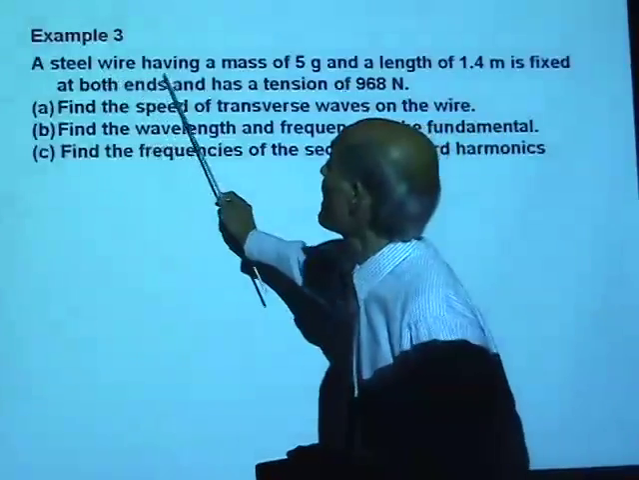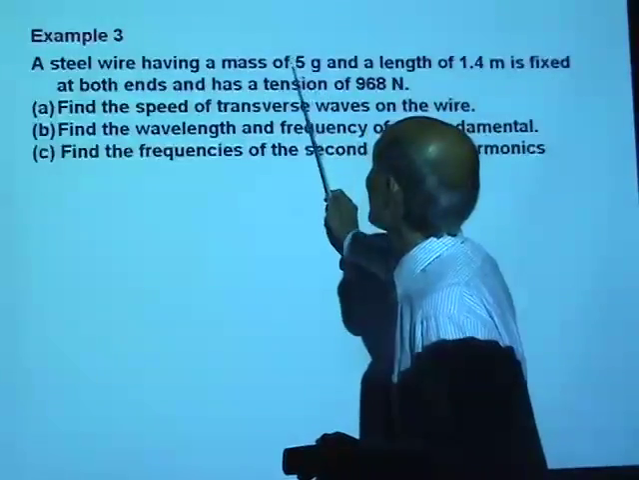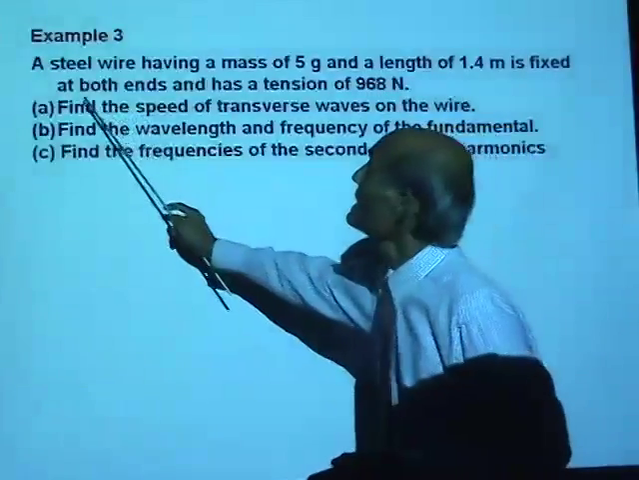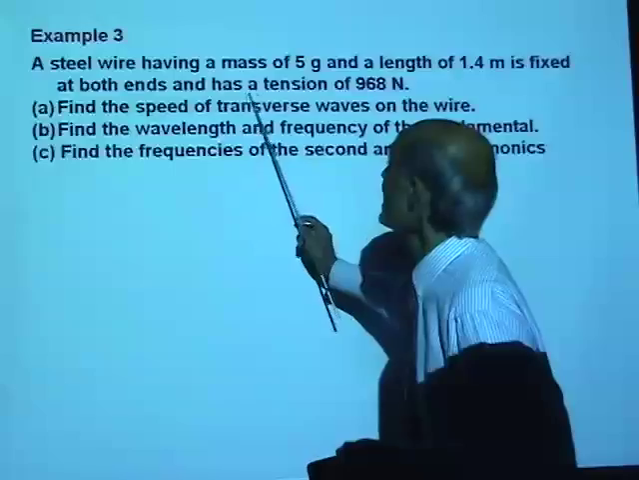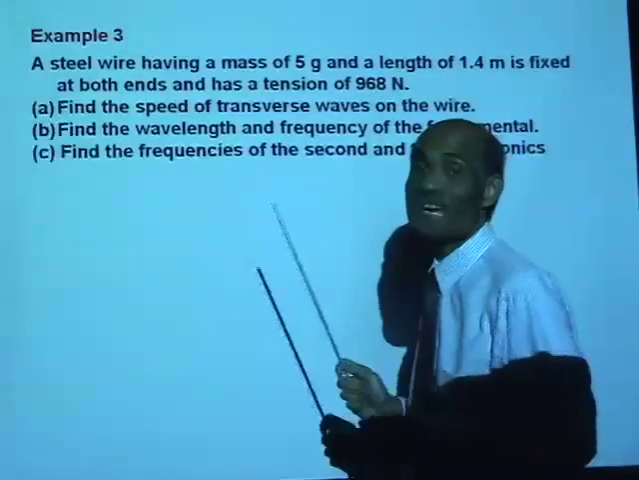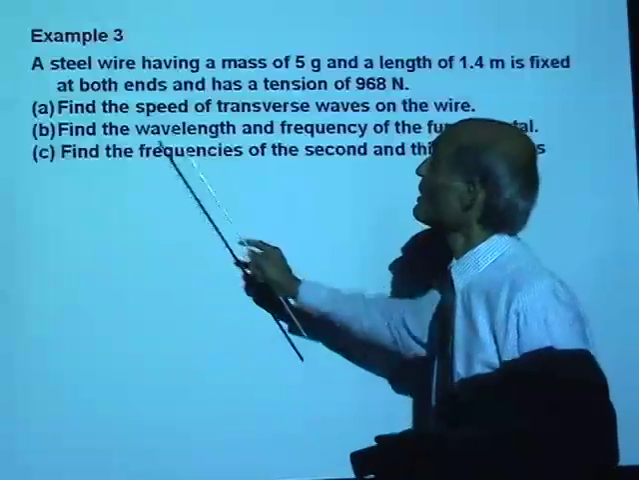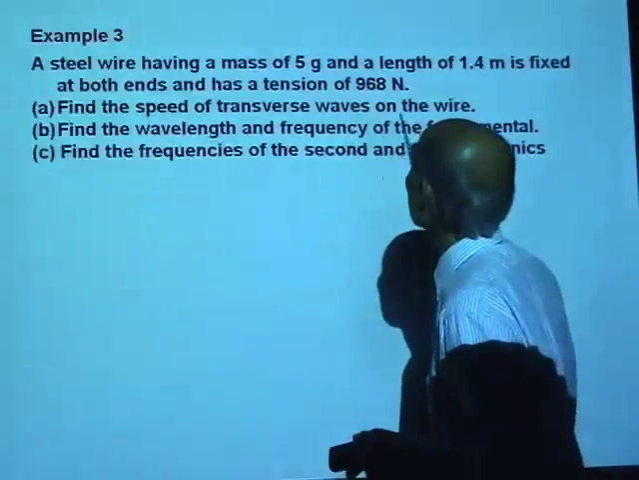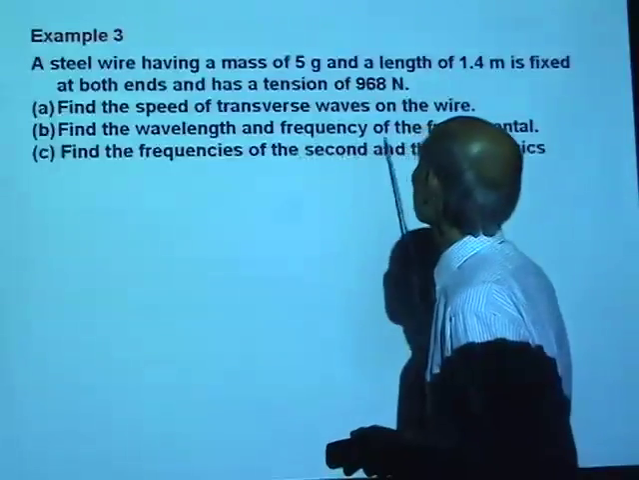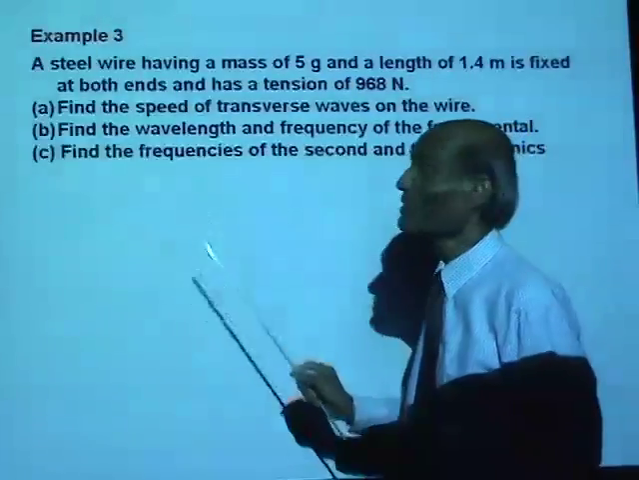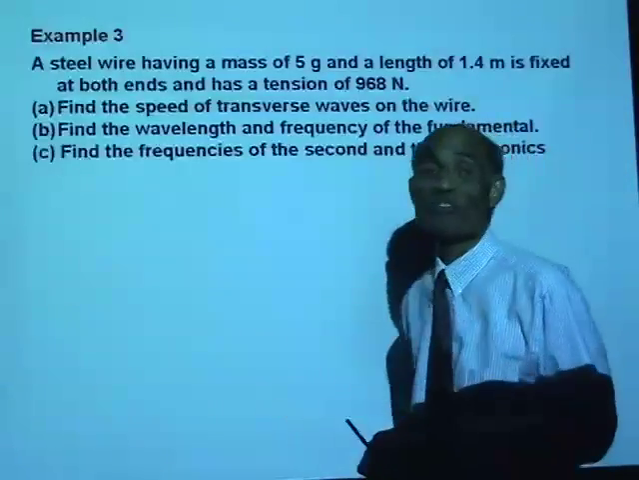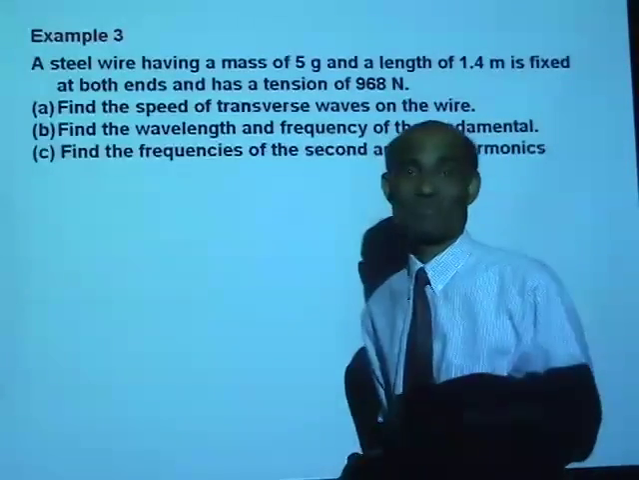A steel wire having a mass of 5 gram and a length of 1.4 meter is fixed at both ends and has a tension of 968 Newton. Find the speed of transverse waves on the wire. Find the wavelength and frequency of the fundamental. Find the frequencies of the second and third harmonic.